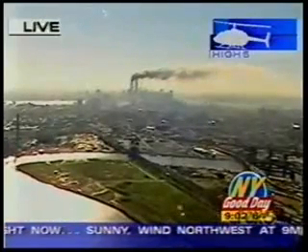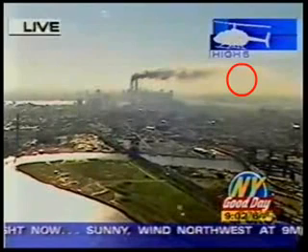This is now frame 68. And if the plane were travelling in a fairly straight line at about the same speed, it should be here by now. It should at least be in frame. And it's not.